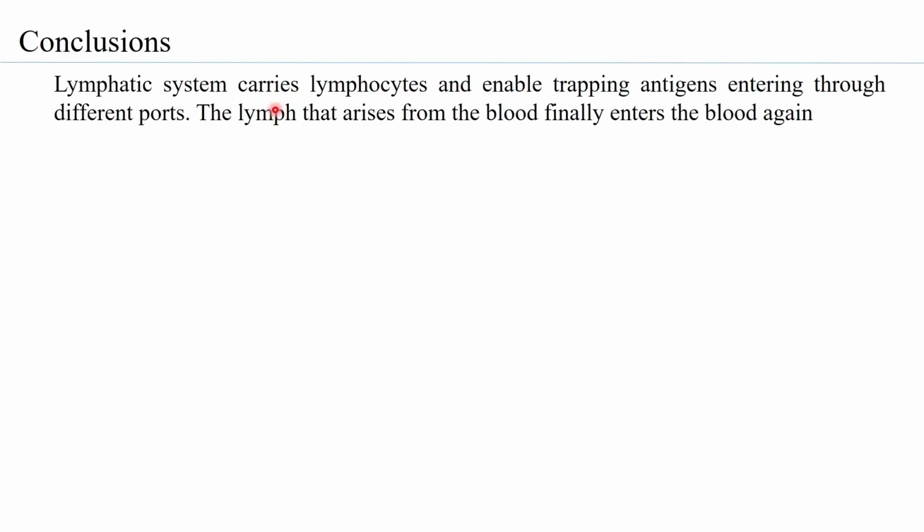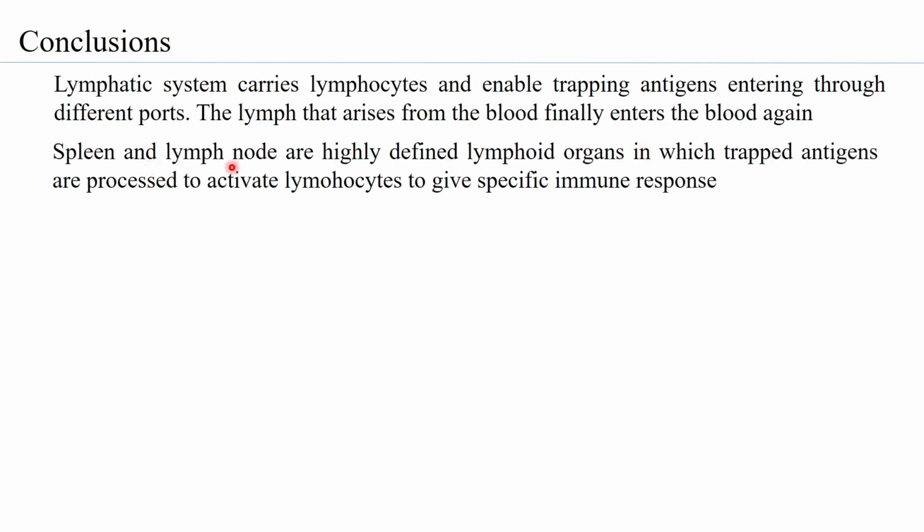Let us make the conclusions, therefore. The lymphatic system carries lymphocytes and enables trapping of antigens entering through the different ports. The lymph that arises from the blood finally enters the blood again, and in the process, it is carrying lymphocytes. And as it carries the lymphocytes, it can get exposed to antigens as well. Spleen and lymph node are highly defined lymphoid organs in which the trapped antigens are processed to activate lymphocytes to give a specific immune response.